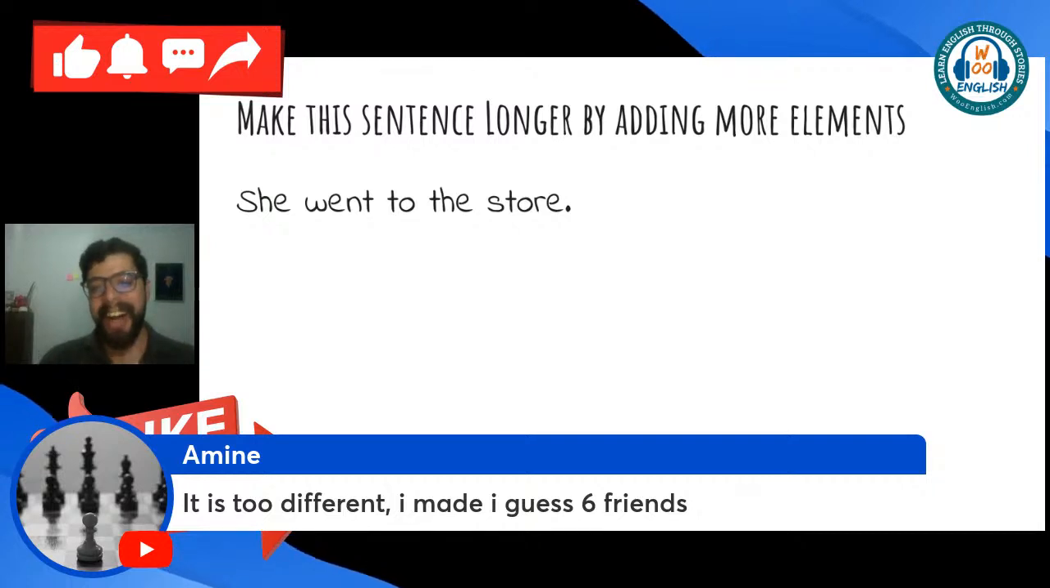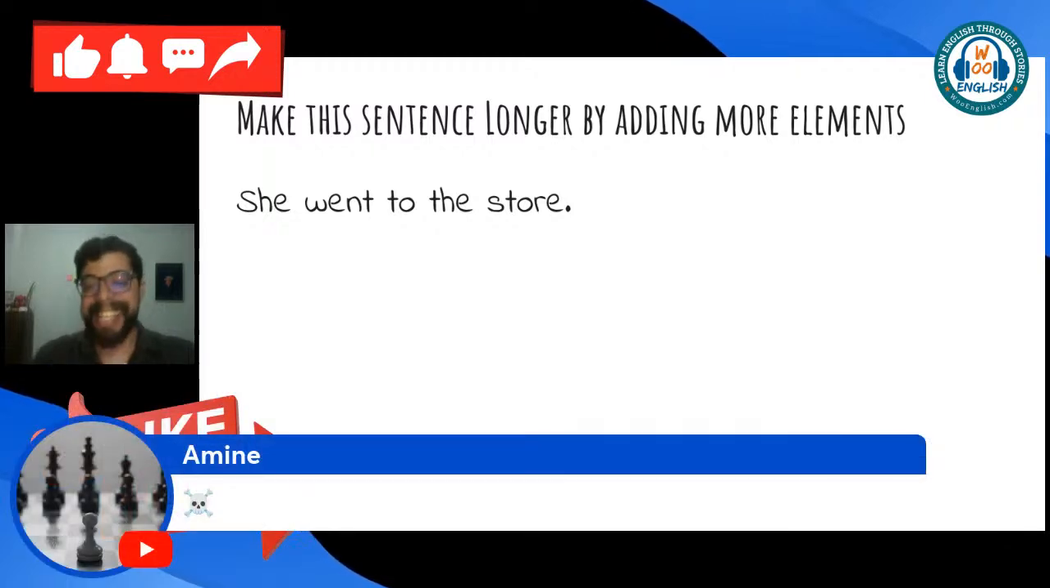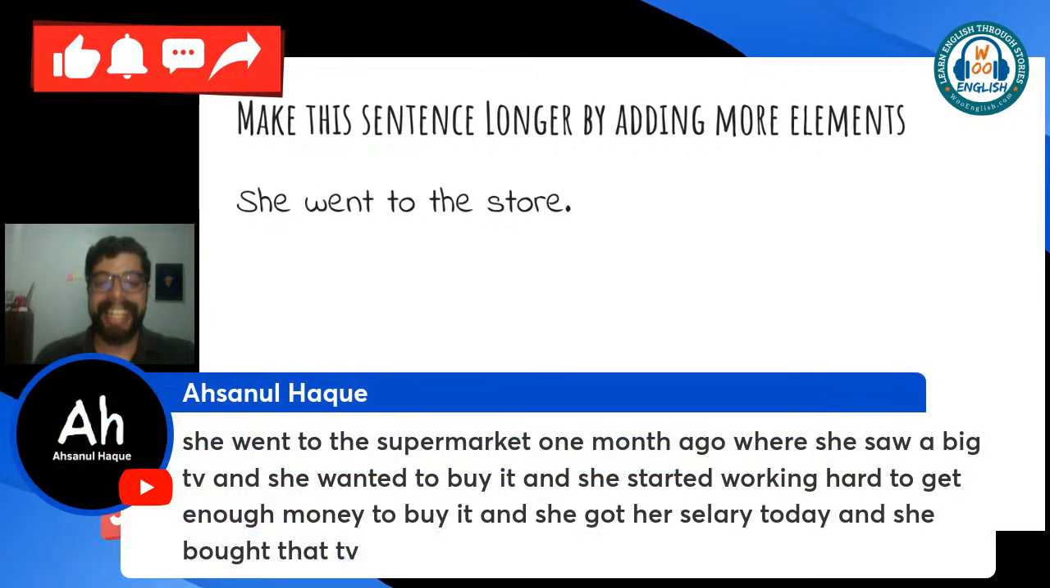Oh wow! All right, all right. I think we are doomed. She went to the supermarket 1 month ago where she saw a big TV and she wanted to buy it, and she started working hard to get enough money to buy it, and she got her salary today and she bought that TV. I think Asanol beat both of us. All right, that's exactly my reaction right now. That's a long sentence. So, all right, Asanol, you win.